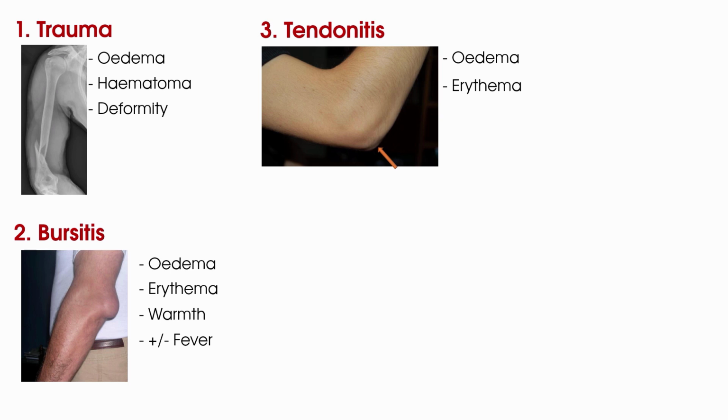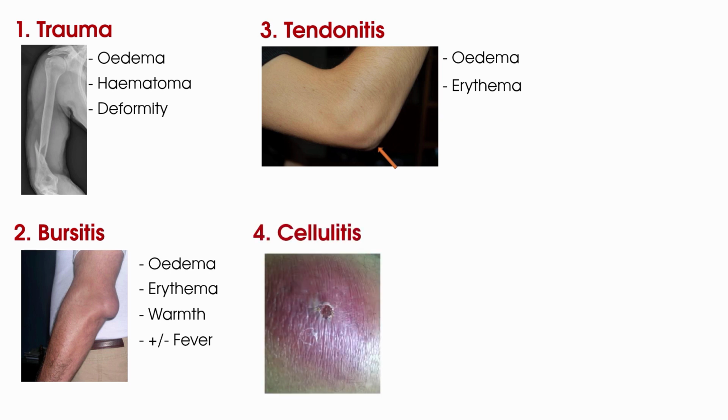Number 4 is an infection or a cellulitis, where you may find redness or swelling, or in progressed cases even pus in the area of infection. Furthermore, look at your patient as a whole. Do they feel unwell, or do they have a temperature?